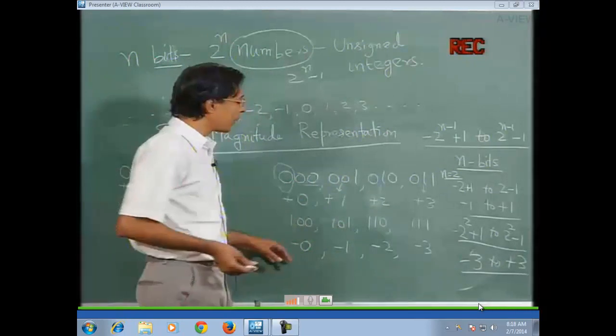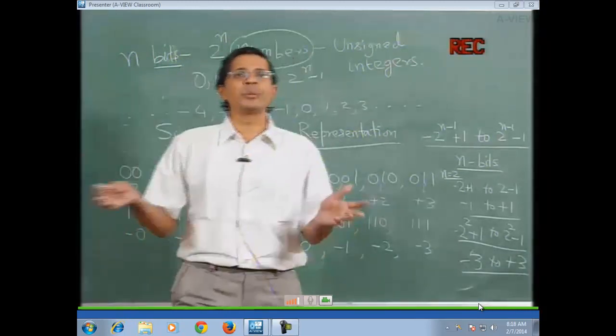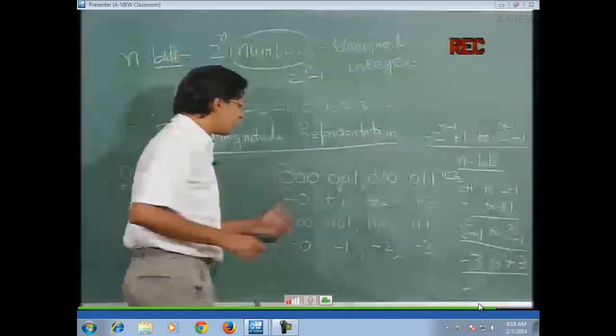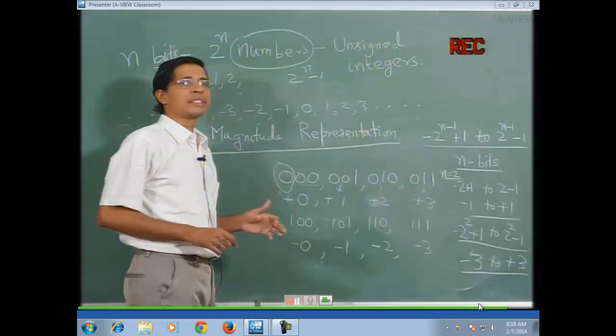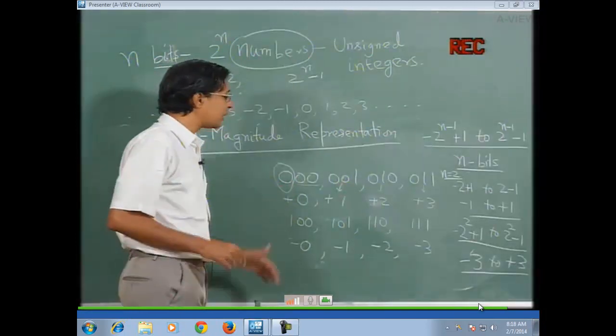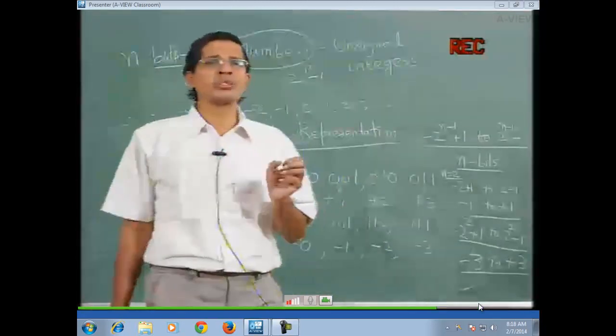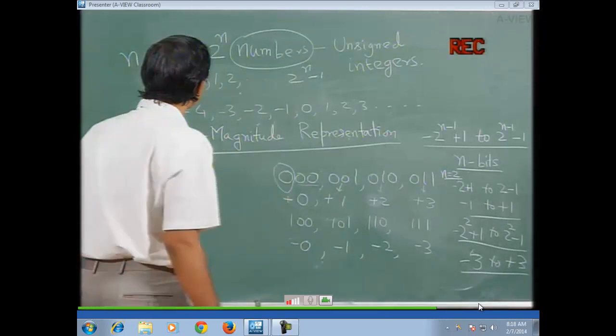Plus 0 is equal to minus 0. So there is no necessity for me to have different representations for plus 0 and minus 0. So this is one small drawback of this method.